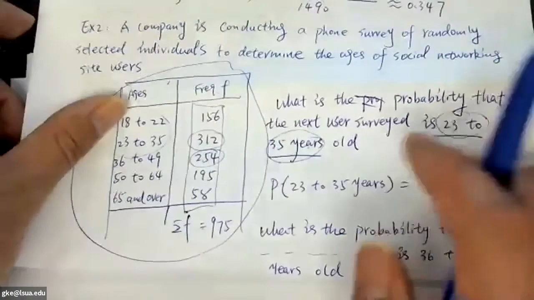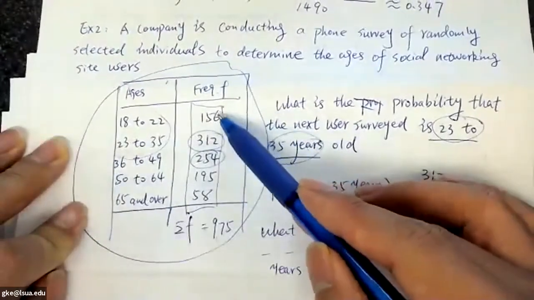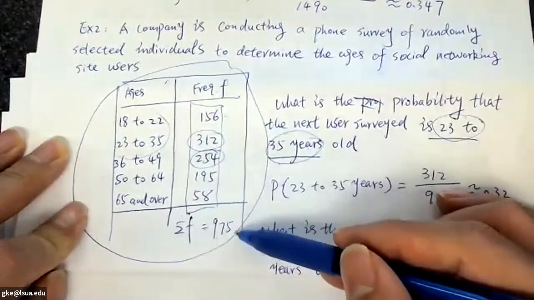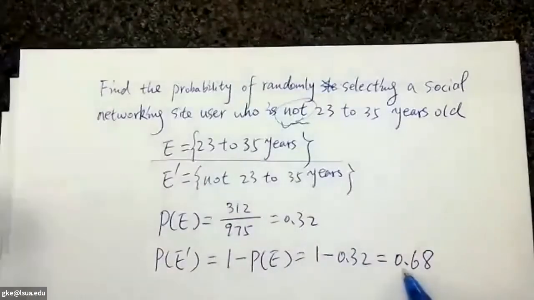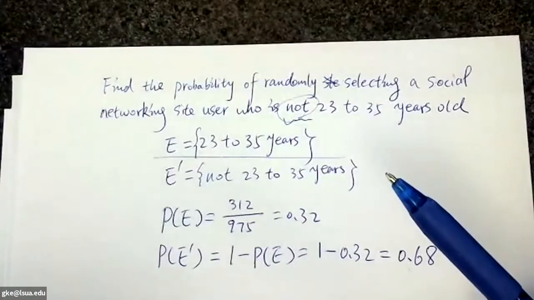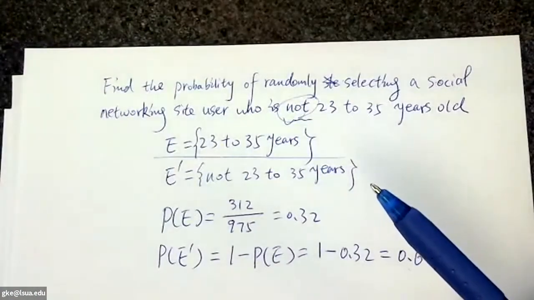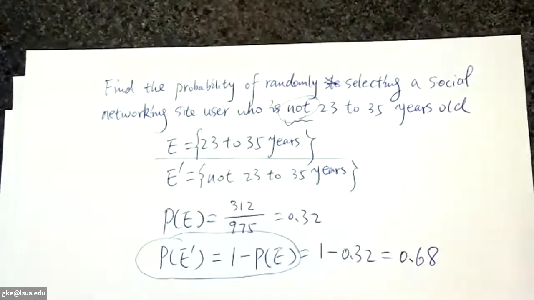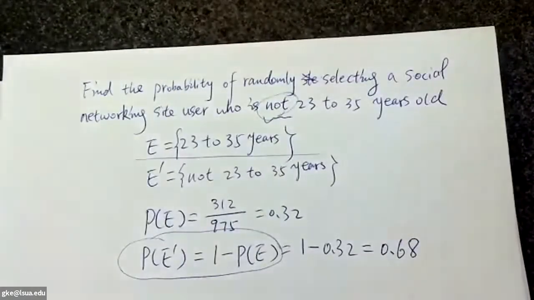Or you can use the method we learned previously. If not, that means we add this, this, this, and this, then divide by 975. You're going to get the same answer. But here I want you to use the property of complement, this formula. Okay, now I'm going to give you an example.